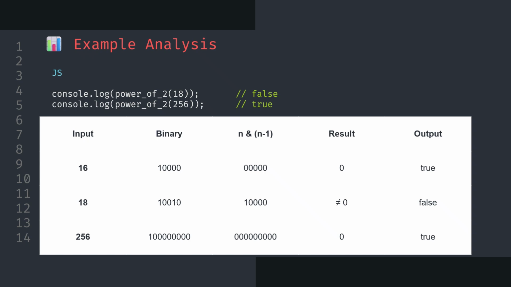See how powers of 2 result in 0 after the AND operation. Non-powers have leftover bits, making the results non-zero. This makes the test very fast and reliable, perfect for performance critical code.